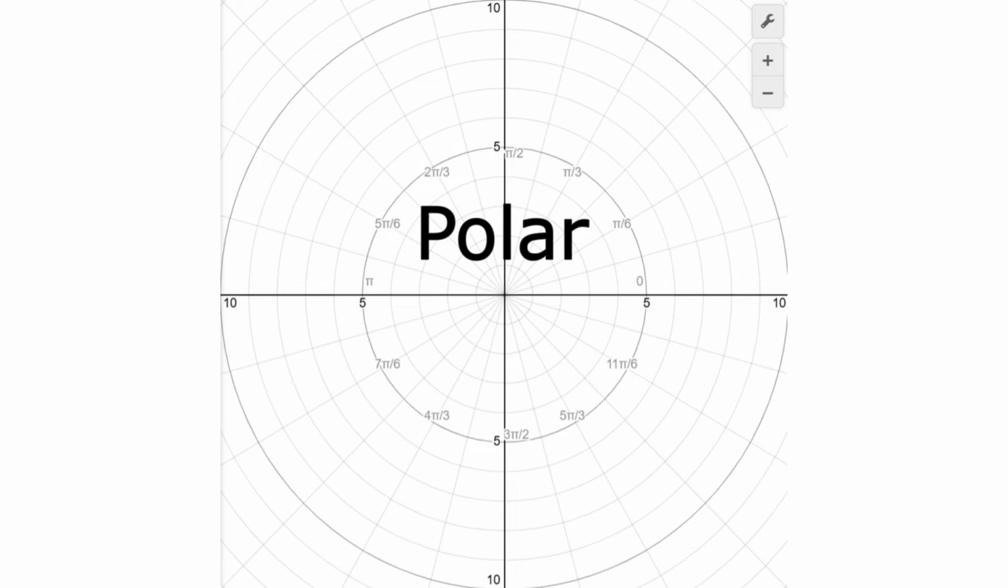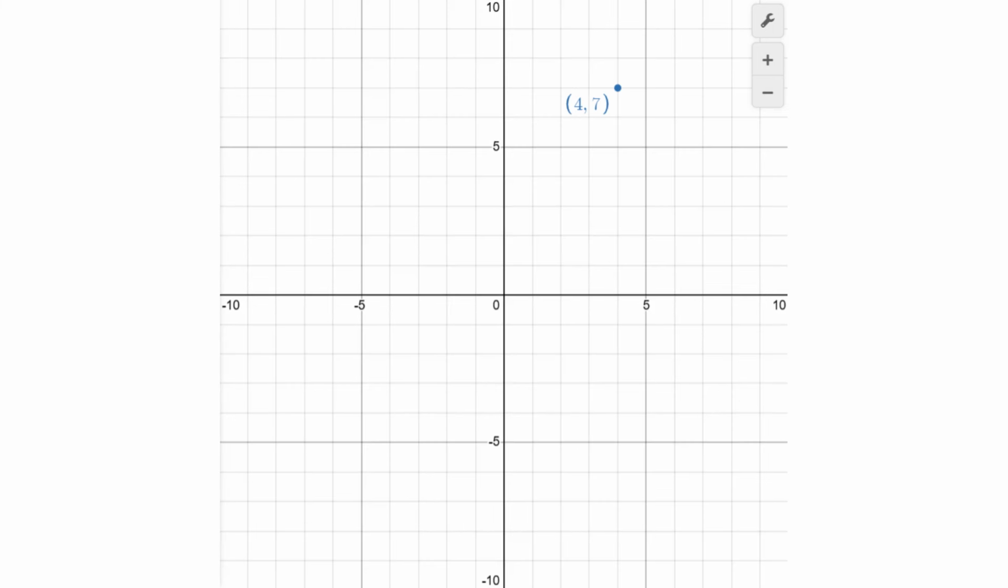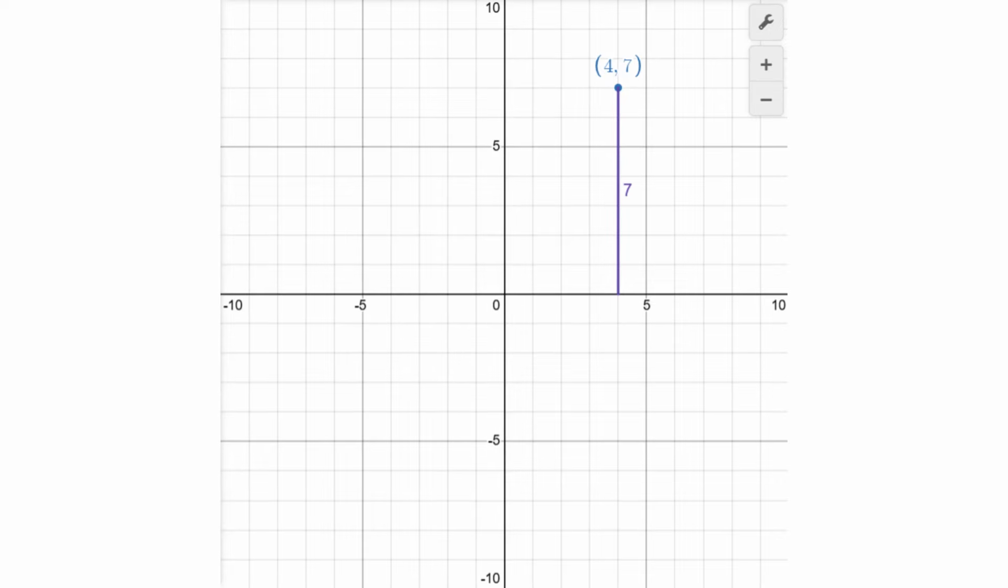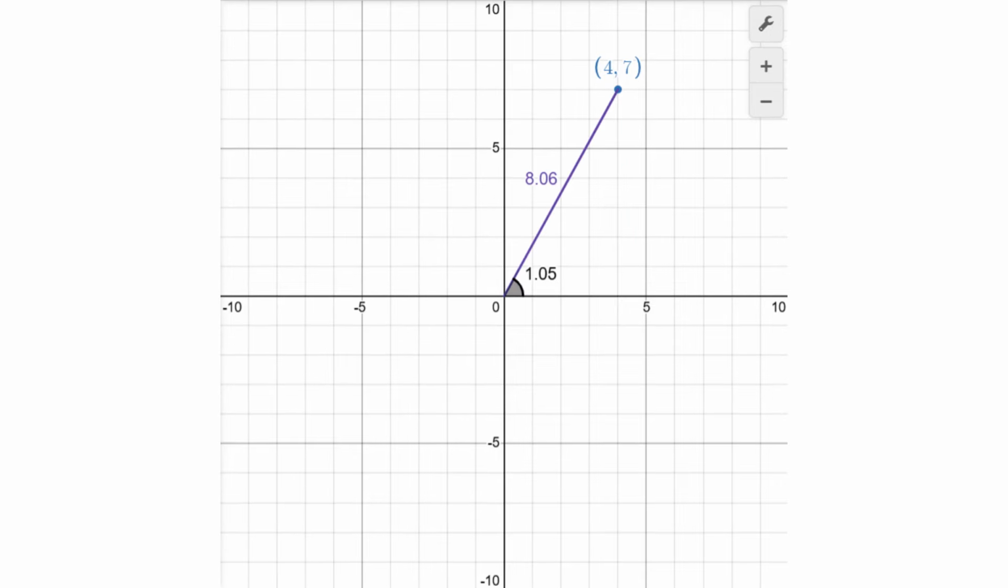The other system is called polar coordinates. They're named that because the graph has a kind of pole at the center. And just like the Cartesian coordinates, you need 2 numbers to describe a point. But instead of them being 2 distances, how left or right and up or down, we instead use an angle and a distance. Our distance is measured from the center, while the angle is measured from the positive x-axis.